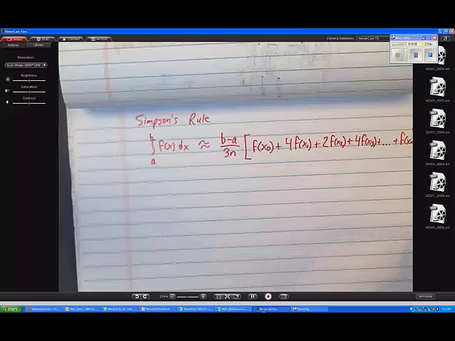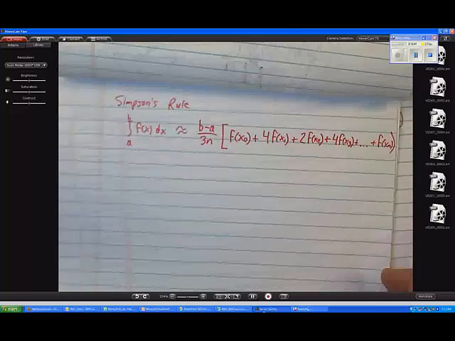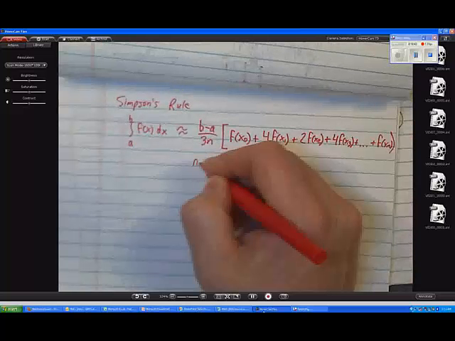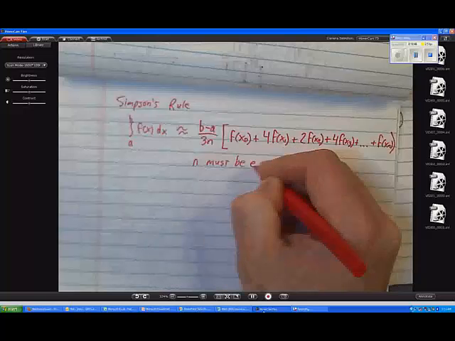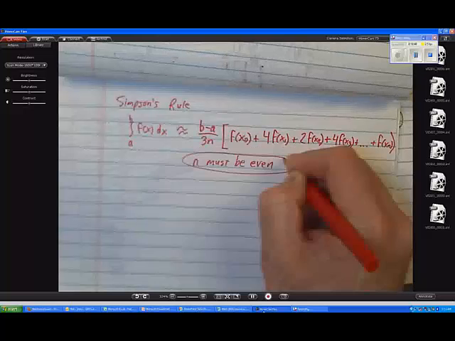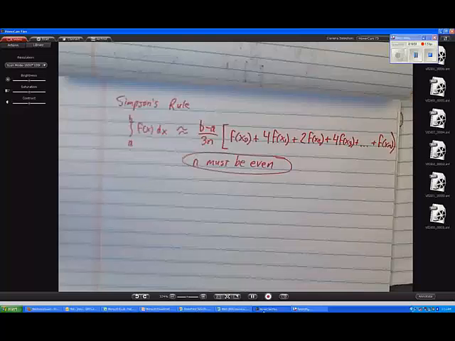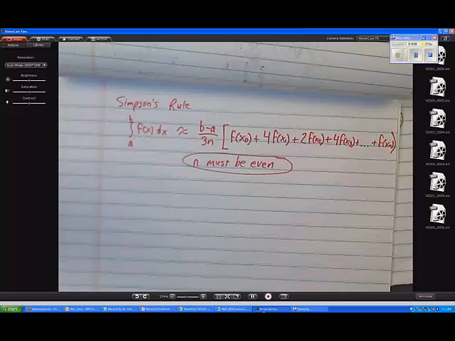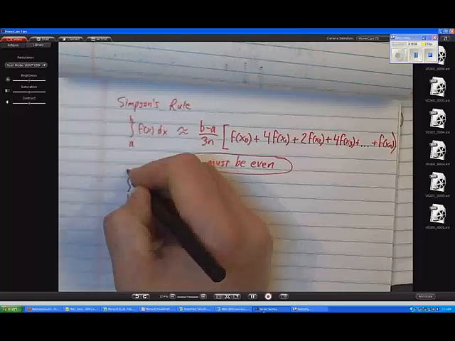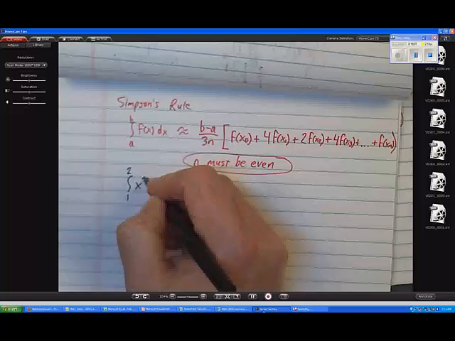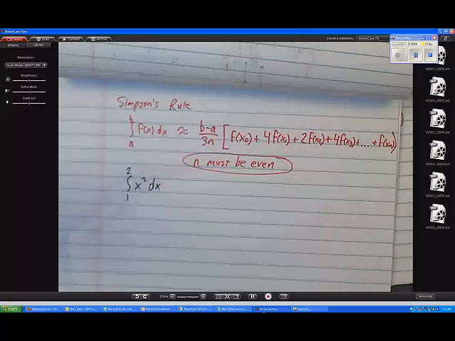Okay. Now, one of the things about Simpson's rule is that to use it, n must be even. And we'll see why once I explain it, I think. But at least we could do the same example we just did, right? So let's take x squared dx, and let's try to use Simpson's rule on it as we go from 1 to 2 again. So let's do the same problem. See what we get.